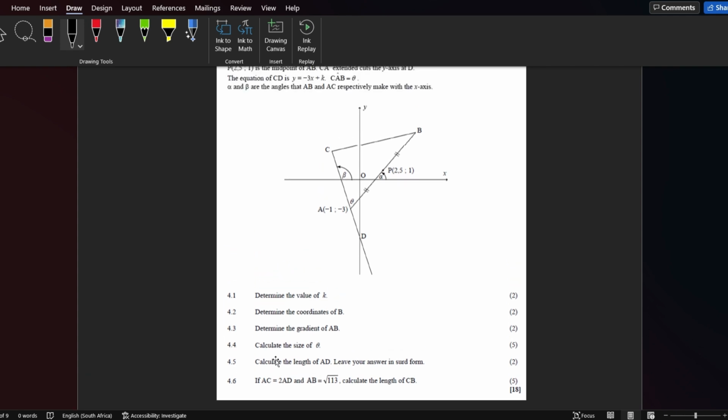Question 4.4. Calculate the size of angle theta, 5 marks. So this question is not a single step calculation.